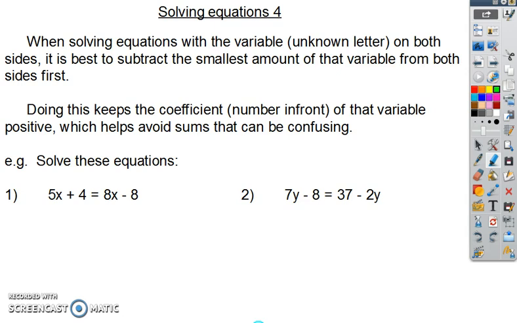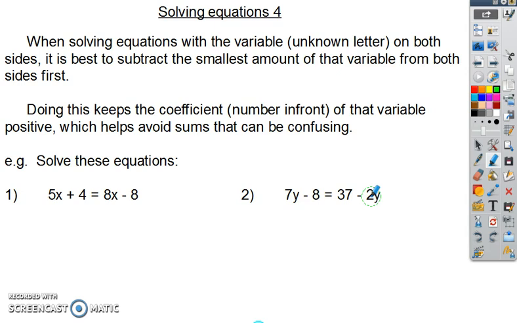When we're solving equations with a variable, that's the unknown letter, on both sides. Now then, for example, in question 1, we've got x's on both sides. The x is the variable. In question 2, we've got y's on both sides. The y is the variable there.